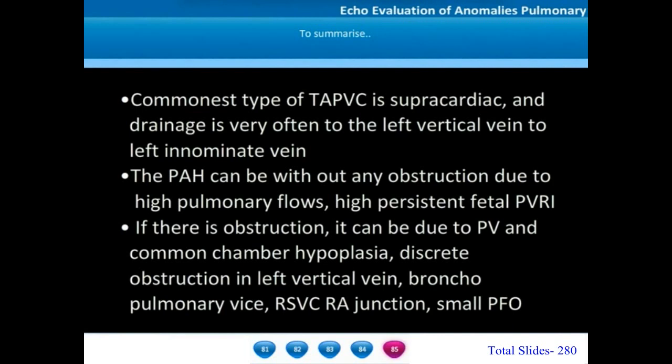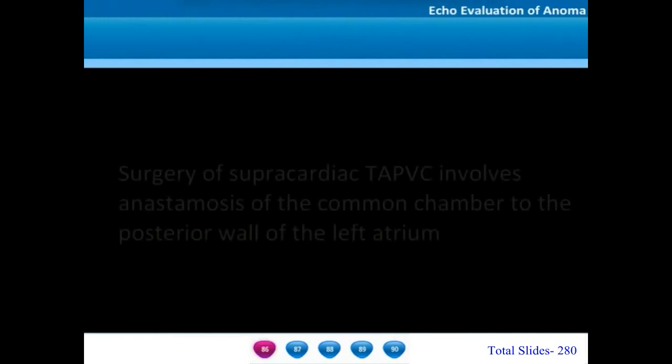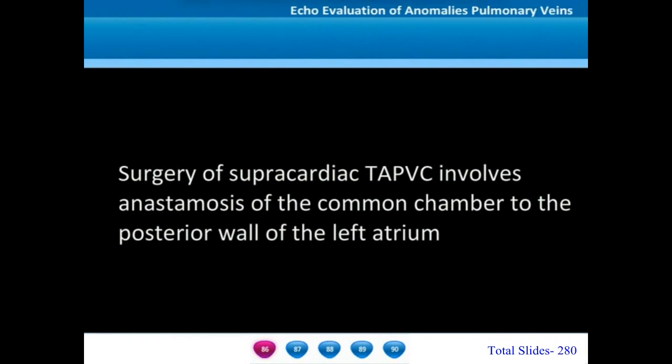If there are no observable reasons for pulmonary hypertension, we should look for alternative causes. There may be large ventricular septal defects or patent ductus arteriosus, which may cause the pulmonary arterial hypertension to be equal to the systemic pressure. Surgical correction of this form of supracardiac TAPVC involves anastomosis of the common chamber or confluence onto the posterior wall of the left atrium, thereby giving an unobstructed flow from the common chamber directly into the left atrium.